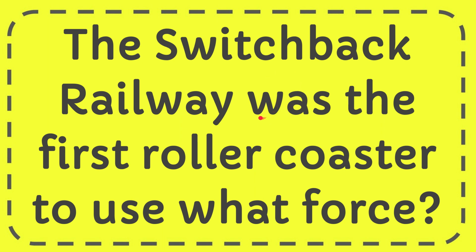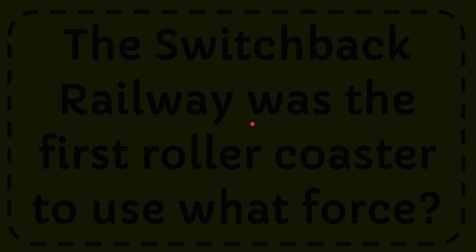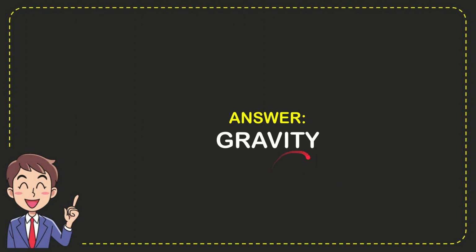In this video, I'm going to give you the answer for this question. The question is, the Switchback Railway was the first roller coaster to use what force? Well, now I give you the answer for this question, and the correct answer for the question is gravity. That's the answer for the question.